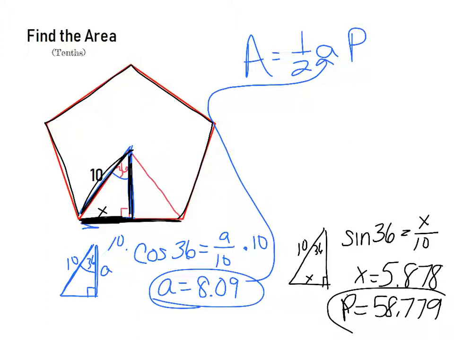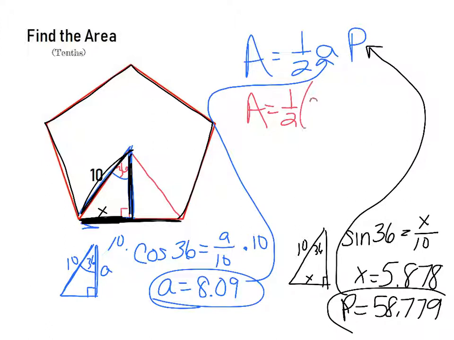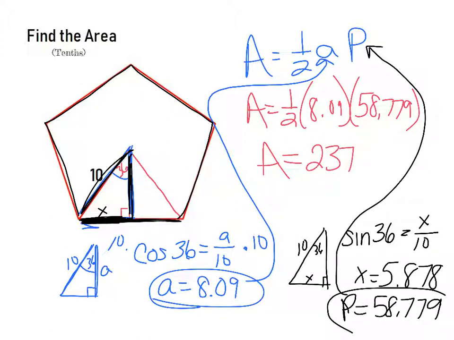Let's grab that and go plug it in here for the perimeter. And now I have area equals 1/2 times 8.09 times 58.779. Are you doing this with me, or are you just waiting on me? I'm kind of slow. You should do it yourself, probably. A equals 237 rounded to the nearest tenth, 237.8. No units on that one, so I could write units squared if I wanted.